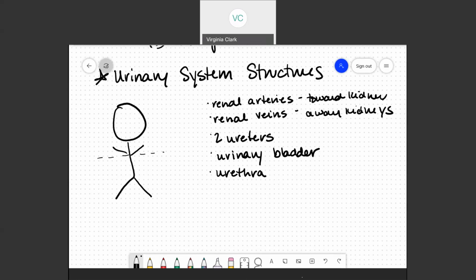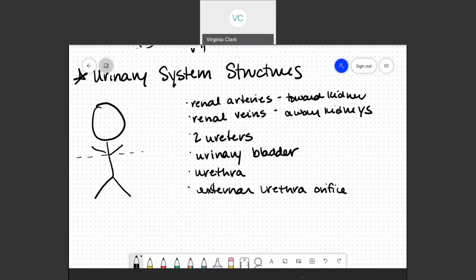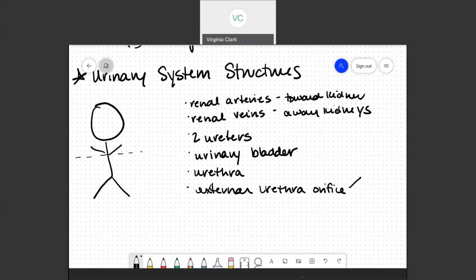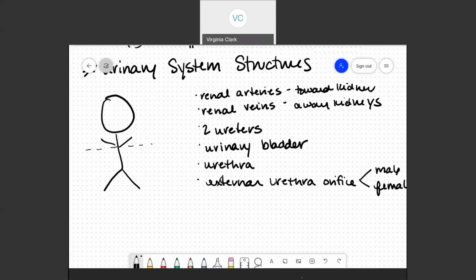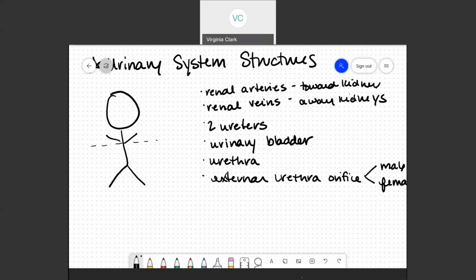And there's going to be a structure called the external urethra orifice. This is how the urine will actually leave the body, the external opening of the urethra. This will be different based on male versus female, but they will have a structure that's the external urethra orifice, though it will be structurally different based on male and female. So we're going to start with these on our lovely little picture.